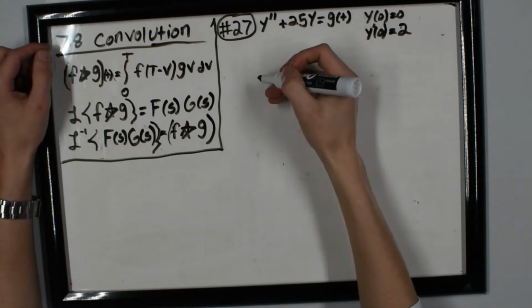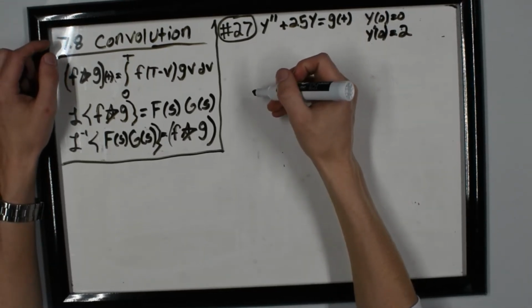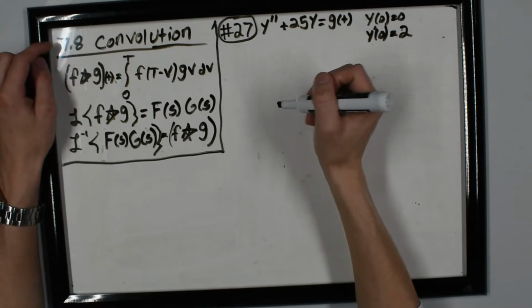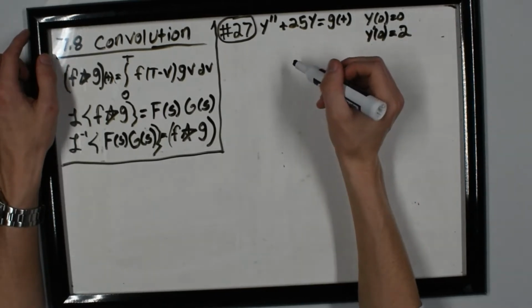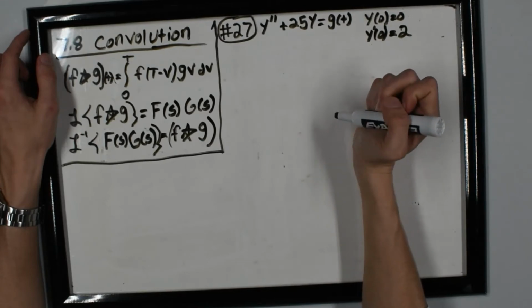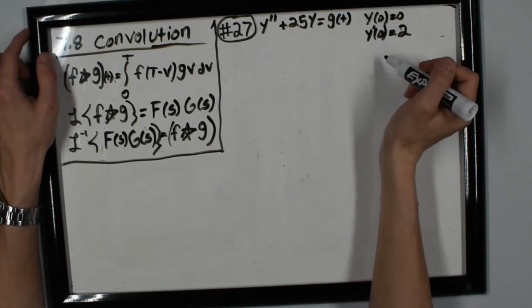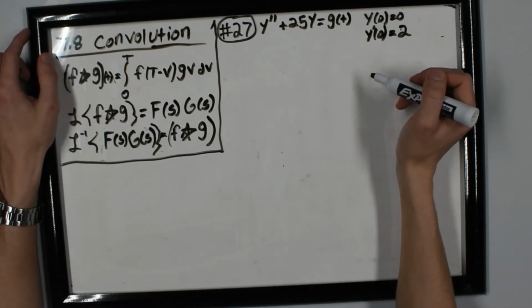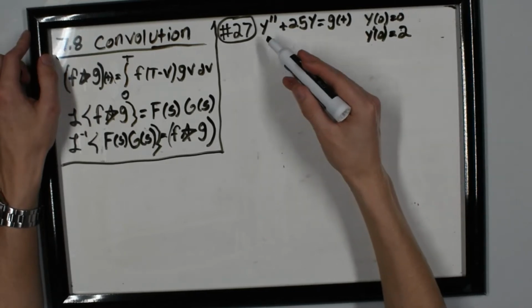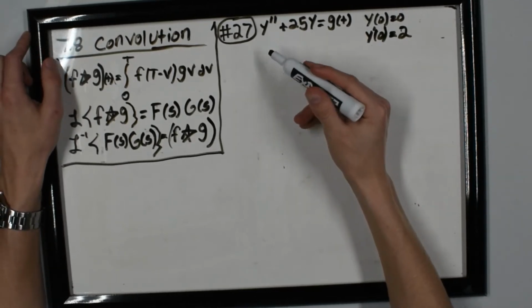Alright, so for this one we're going to do number 27 in the homework. We're asked to solve this initial value problem where we're given y double prime plus 25y equals g of t, with y at 0 equals 0 and y prime at 0 equals 2. So the first thing we're going to do is the Laplace transform of the left side.